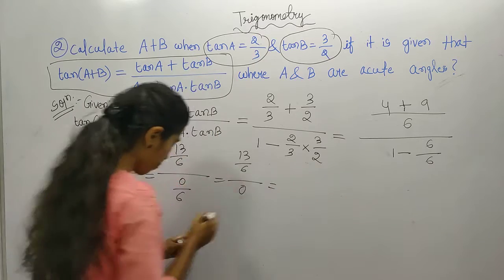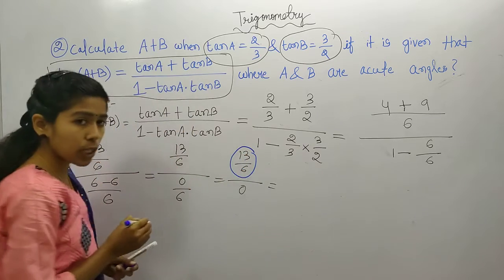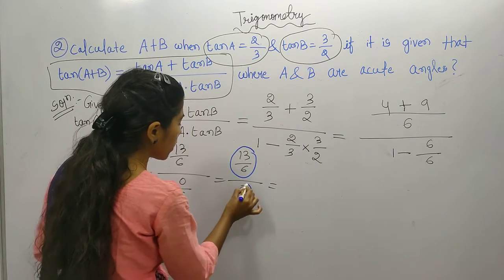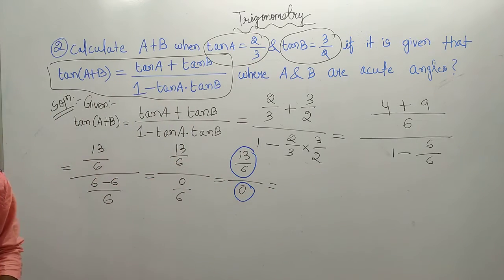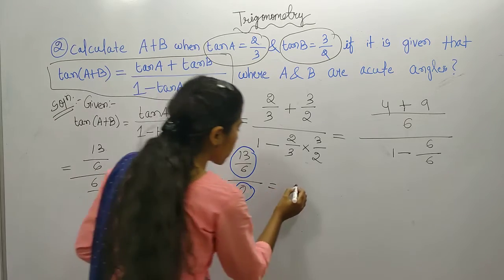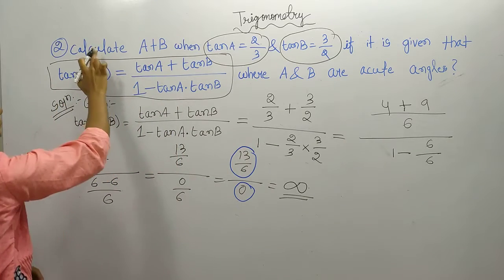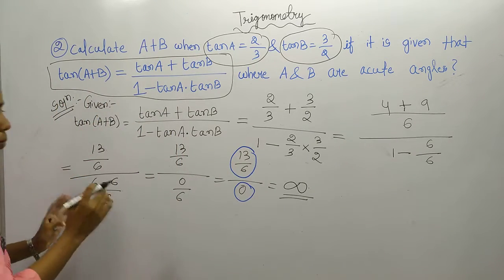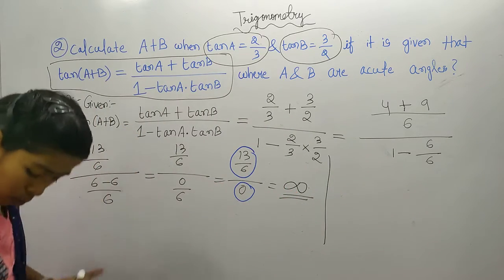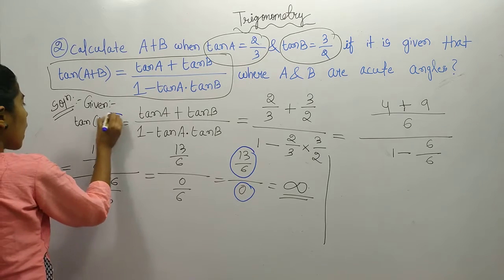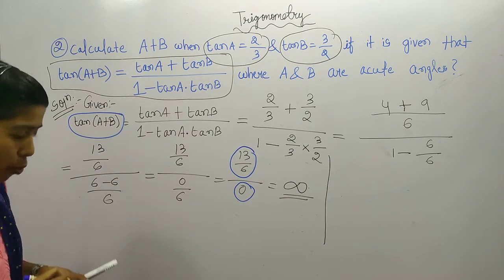So here you see, one fraction is there, 13 by 6 in the numerator, but the denominator is 0. So anything divided by 0 is always infinity. So here what will come? Infinity. So what is given here? Calculate A plus B. We have to find A plus B. So here we have found the value of tan(A plus B). Now we have to find A plus B. So how will we find it?